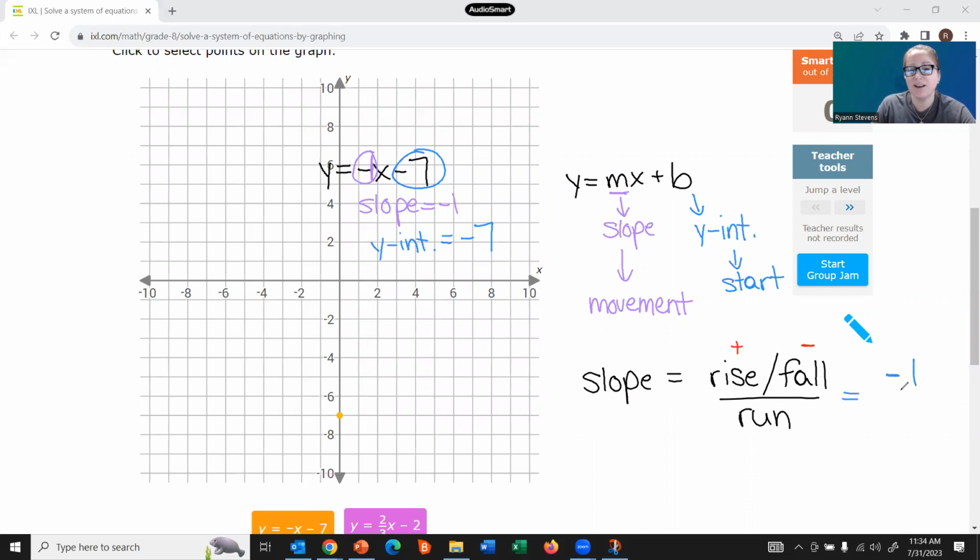I'm going to write this over here. And we have to remember that if we have a whole number, we can always write this as 1 over an imaginary 1. And so when we start this graph at -7, our next point is going to be placed by going down 1 because we're falling 1 place, and then we're going to run 1 place. And we always run to the right. So this would be our first graph. This would be our graph for y equals -x minus 7.